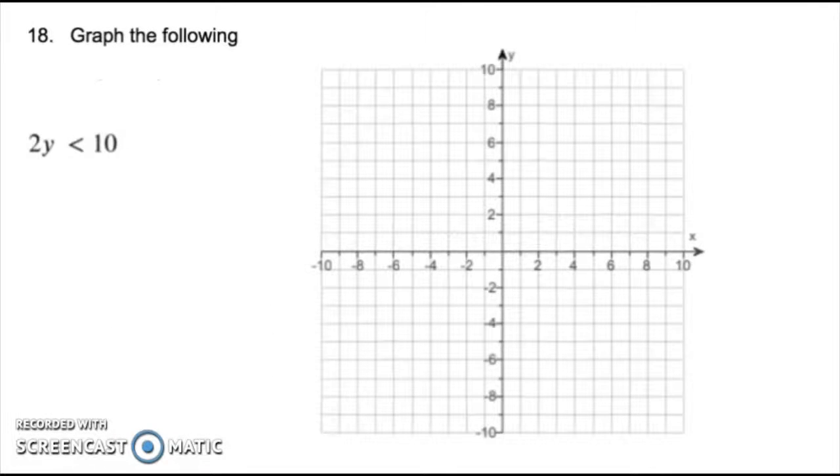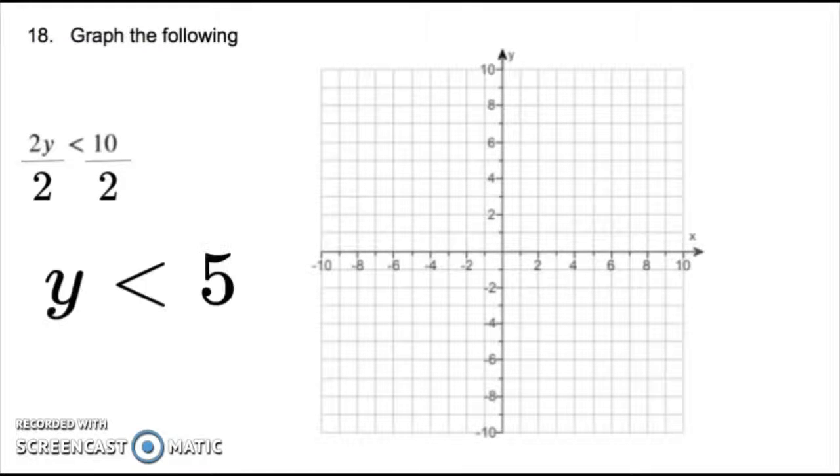Number 18 is asking you to graph the following. So we need to solve for y first. We divide both sides by 2. We'll get y is less than 5. Now this is a horizontal line going through 5.